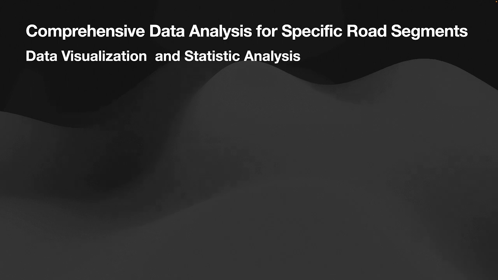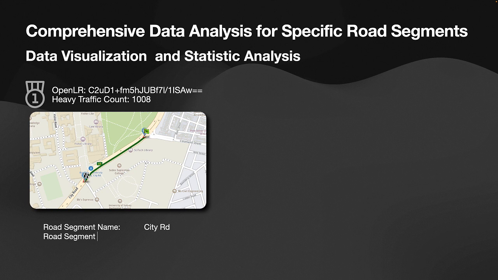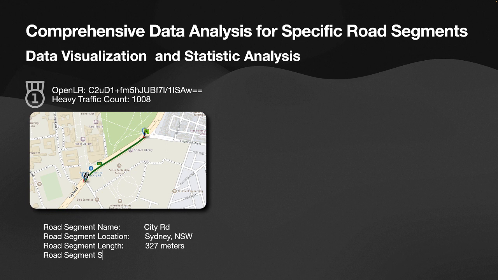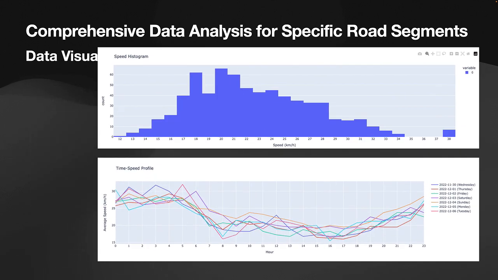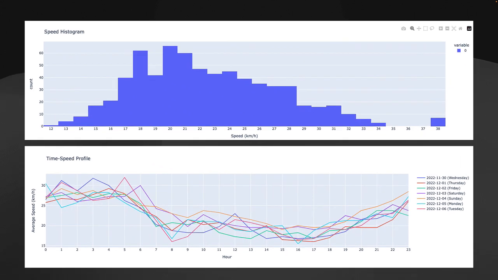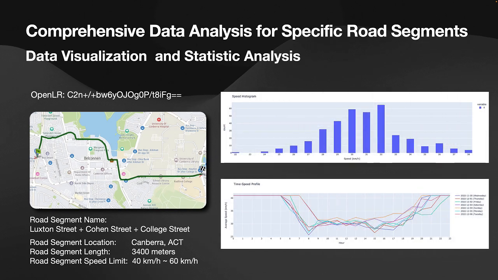Next, I choose two sections as an example of comprehensive analysis. The first is a short single section, which is City Road next to the University of Sydney. This is also one of the 10 most congested sections in Australia. This section is only 340 meters, but in our data, City Road is marked as heavy traffic basically every day. In the speed histogram, we can also see that within the 7 days of our analysis, the speed, with a limit of 50 km per hour, does not exceed 38 km per hour.